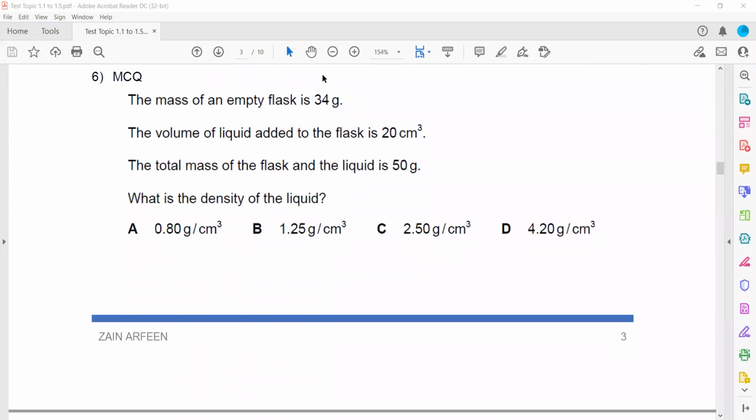The mass of the empty flask is 34. The total mass of the flask plus liquid is 50. So what will be the mass of the liquid inside? So it will be 50 minus 34, that is equal to 16 gram. And the volume of the liquid is 20. So it will be 16 divided by 20, that is equal to 0.8.